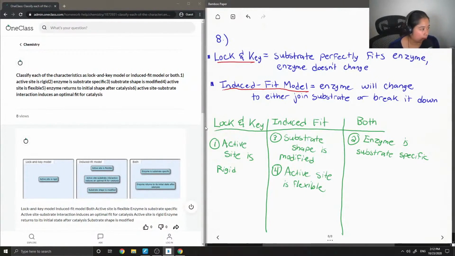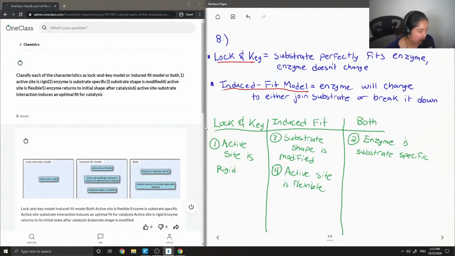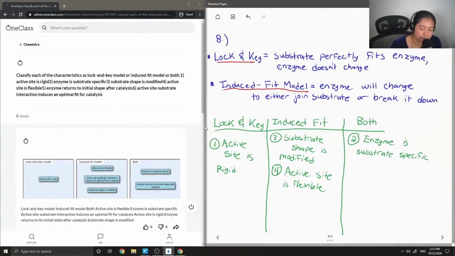Five, enzyme returns to initial shape after catalysis. So this is actually a characteristic of both of them, since even for lock and key, it doesn't change anyway, so it is its initial shape.